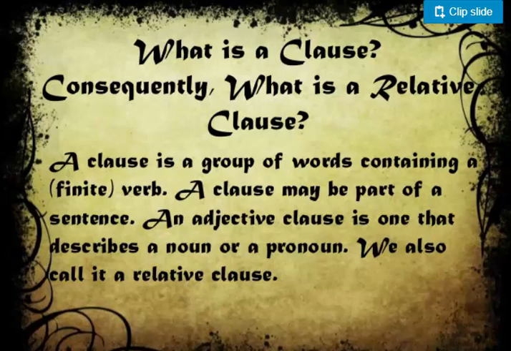Now what is the adjective clause? An adjective clause is one that describes a noun or a pronoun. We also call it a relative clause. This is our main and key point: the adjective clause describes the noun and describes the pronoun. So our lecture is about the relative clause, and its other name is the adjective clause, right?